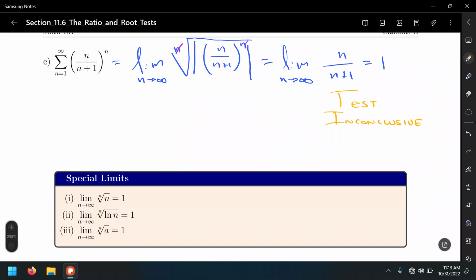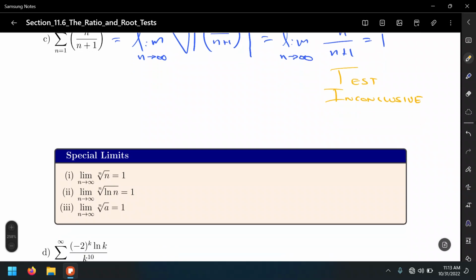So when it comes to using the root test, more often than not you will run into some limits that, at this point in Calculus 2, you don't have to take on a side trip using L'Hopital's rule and do half a page for each individual limit. Instead, we're going to use this special limit. Whenever you see the nth root of n, that limit at infinity equals 1. The nth root of ln of n equals 1. The nth root of a, which we already used in the third example.